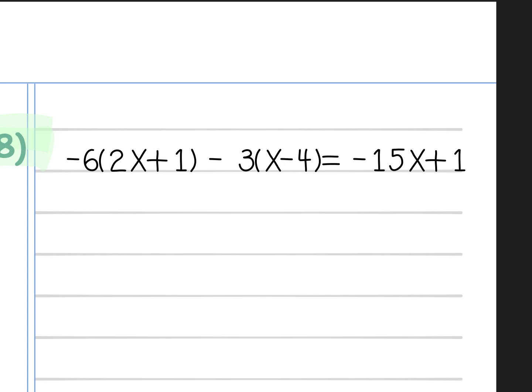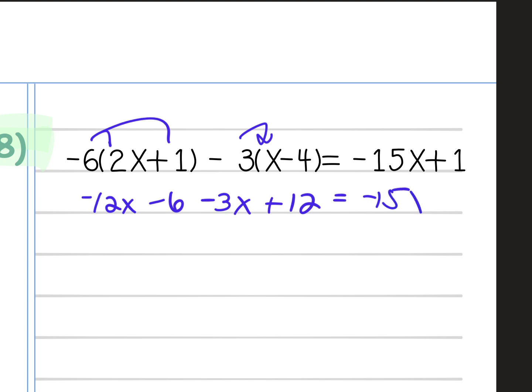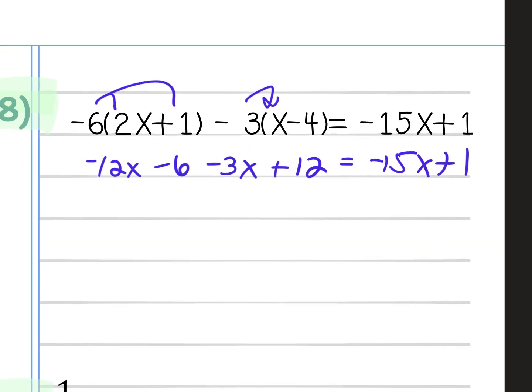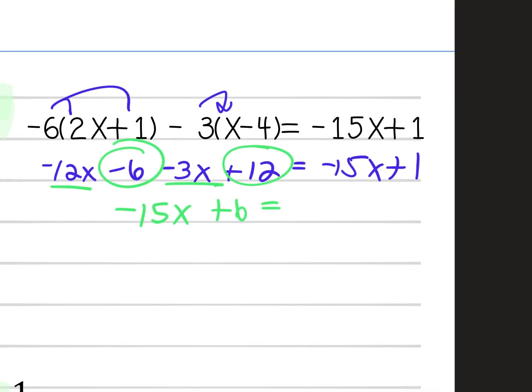So you distribute negative 6 into 2x, which is negative 12x, and then minus 6. And then you distribute negative 3 to x minus 4, which is negative 3x plus 4. And then equals negative 15x plus 1. Then you simplify the left side: minus 12x minus 3x, which is minus 15x, and then minus 6 plus 12, which is plus 6. And then equals negative 15x plus 1.